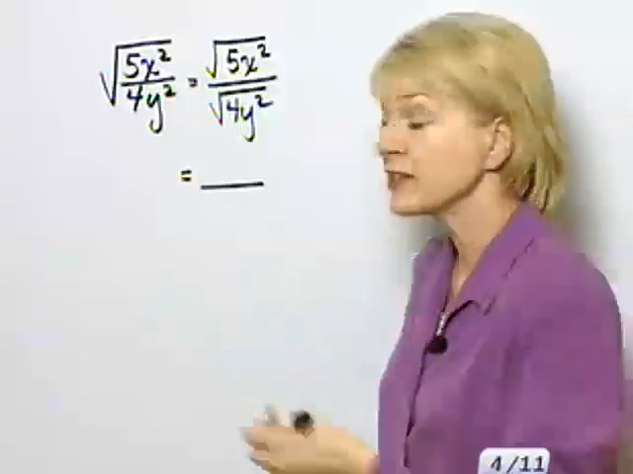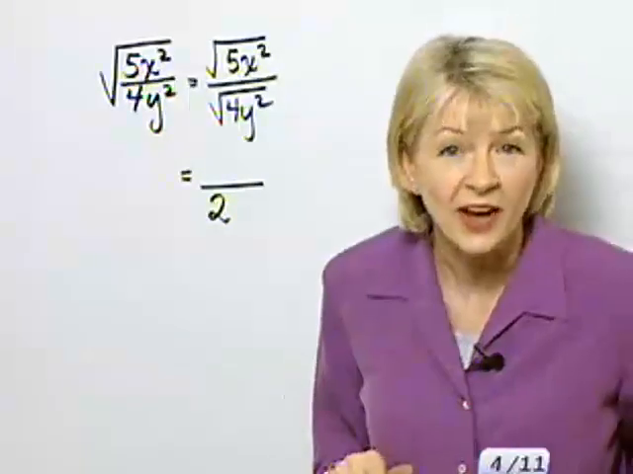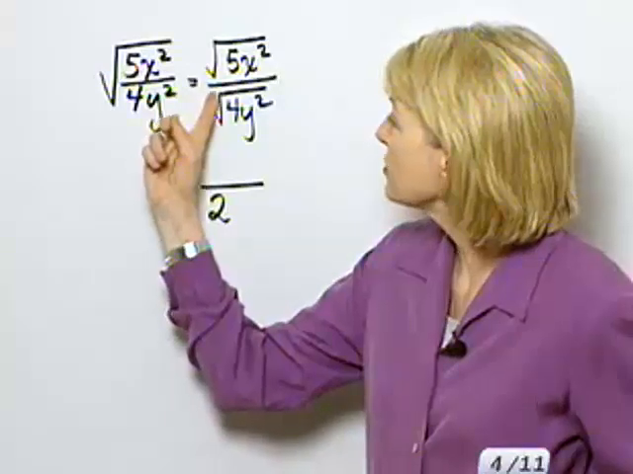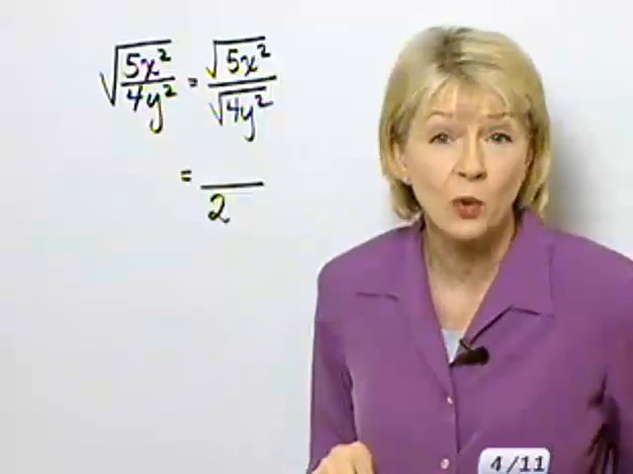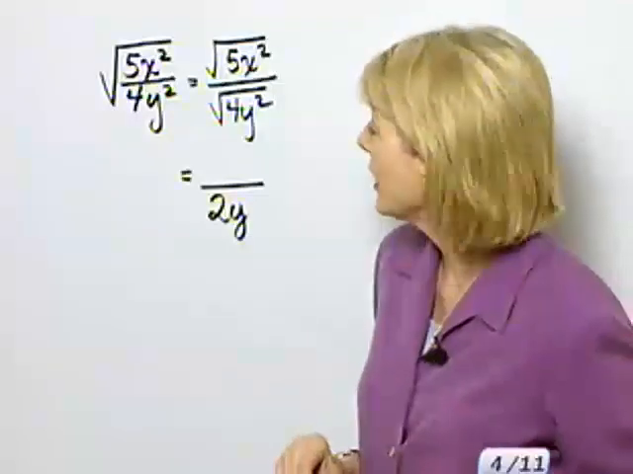The square root of 4 is 2. And then what about the square root of y squared? Remember, the index is 2. 2 divides into 2 one time. So that's y to the 1, or simply y.